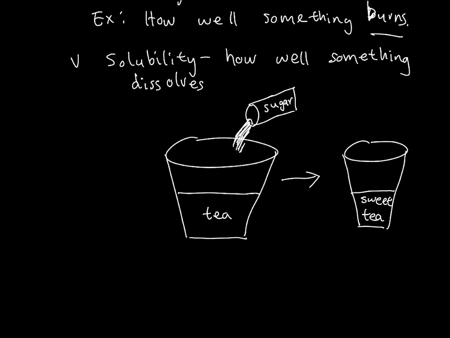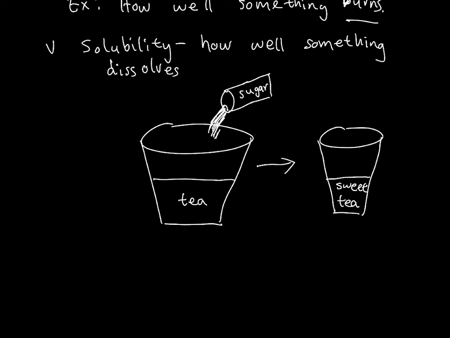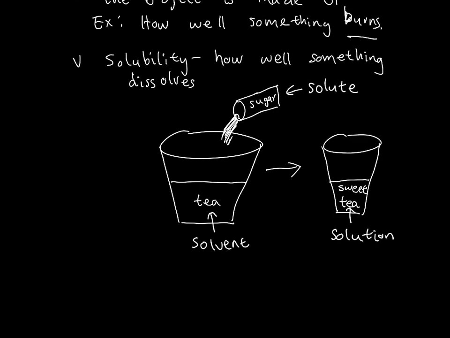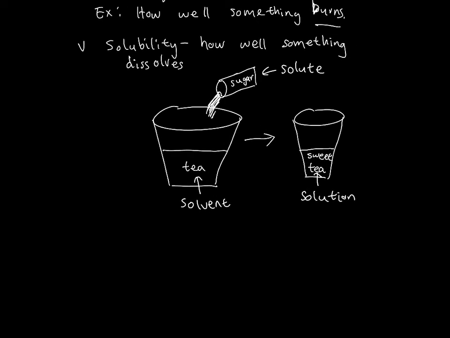Alright, so solubility is how well something dissolves. So for example, if we're doing an experiment, this might be how well does the sugar dissolve in tea. But there are parts to solubility when you're dissolving something, and the parts are something called a solute, which is the sugar in this case. There's something called the solvent, which is the tea. There is a part called the solution. And lastly, we're just going to define these words down here.